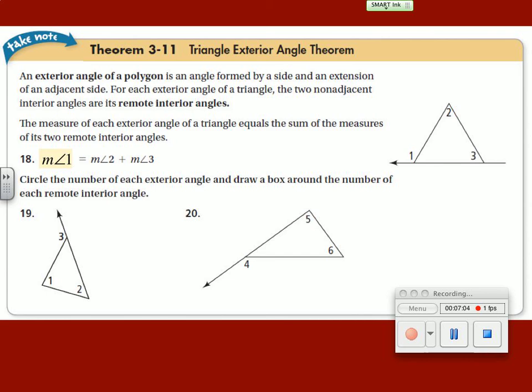So in our drawing, 3 is the exterior angle, 1 and 2 are the remote interior angles. Let's look at problem number 20. 4 is the exterior angle, 5 and 6 are the remote interior angles. So let's use the triangle exterior angle theorem to solve a problem.